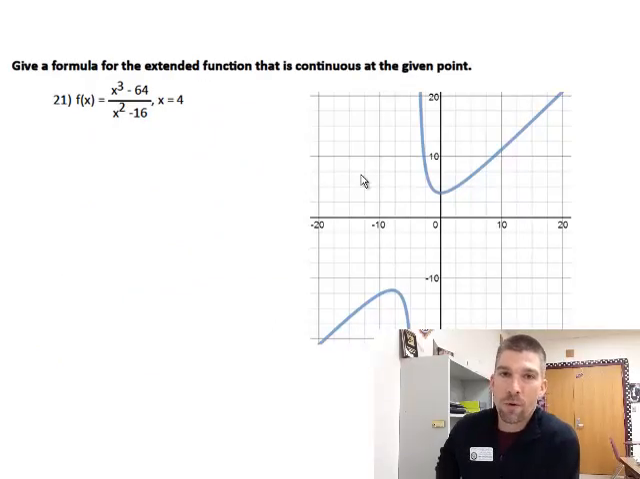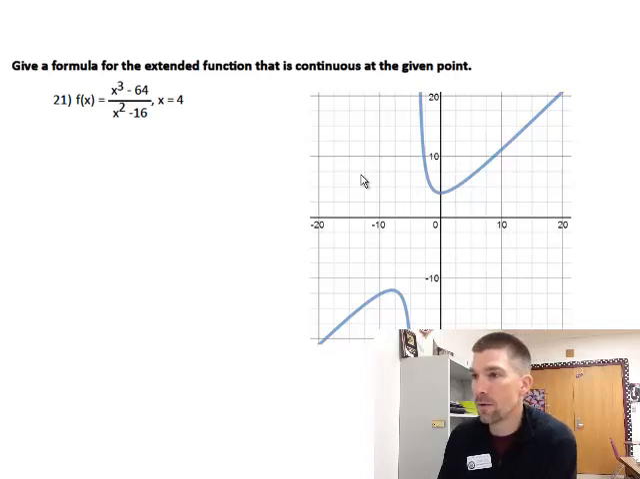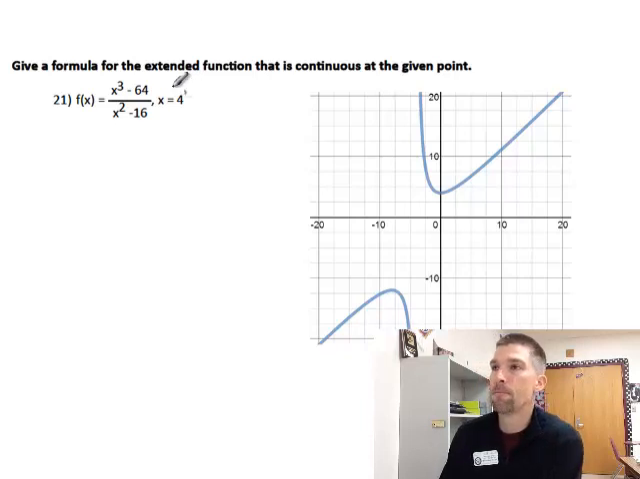All right, with this problem, what we want to do is find a formula for an extended function where we won't have any discontinuities in the problem at all. And to do that, what we want to do is look for anything that might factor out of the top and bottom. We're especially interested in what's going on when x equals 4. So, when x equals 4 is somewhere right around in here, and we are currently undefined at that spot.